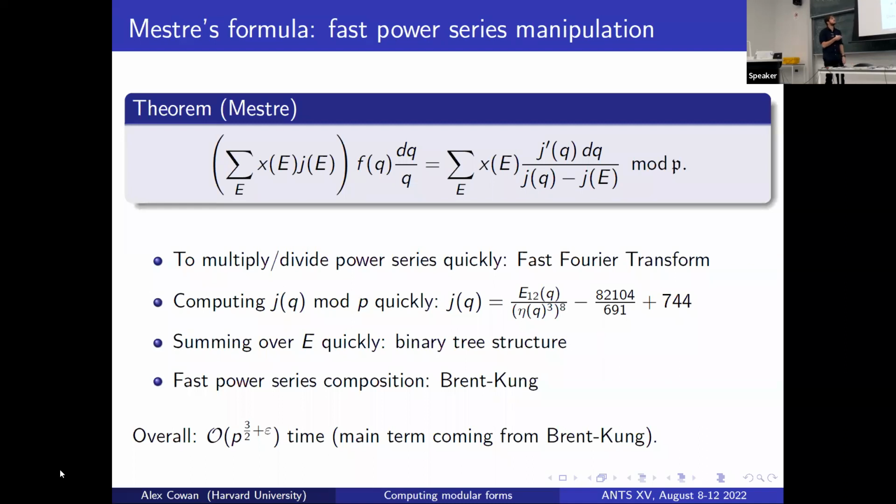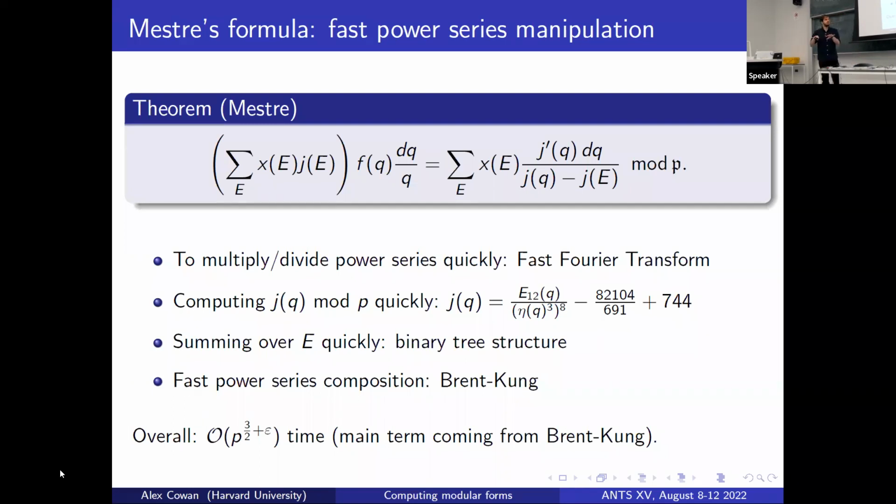The next semi-tricky part of manipulating this right-hand side is that we have the sum over the supersingular elliptic curves, so about p of them. If you did this naively, it would take time about p squared. Instead, you can use this binary tree structure idea. So you take your sum, you recursively split it into half sums, and you leave J as a formal variable for now. Don't substitute in the q-expansion yet.